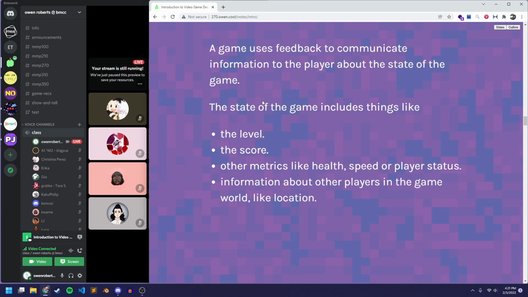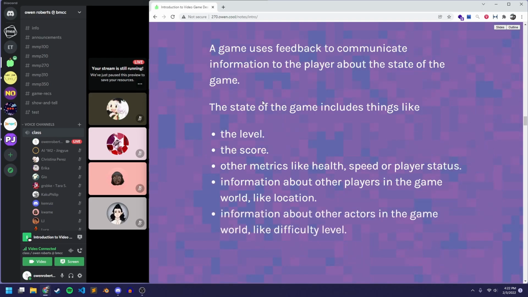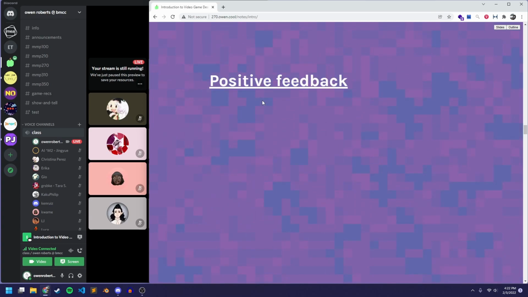As I mentioned, the level, the score, other metrics that we want to keep track of, and information about other players in the game world. If you're playing a networked game with lots of different players in it, you would have information about where they are. They might be represented by their characters in space on the screen. They might be represented by sounds, like if you hear somebody walking up behind you. These are all different types of feedback that are communicating the state of the game to the player. There's also information about the other actors in the world, like different enemies with different difficulty levels. This is another state that would be communicated.